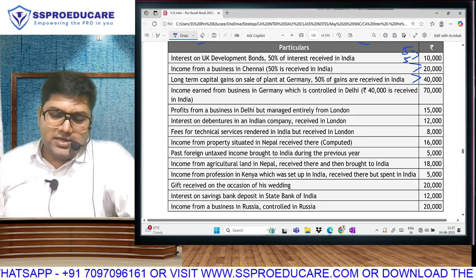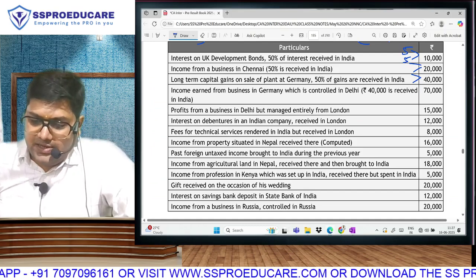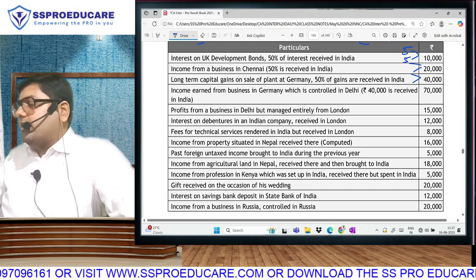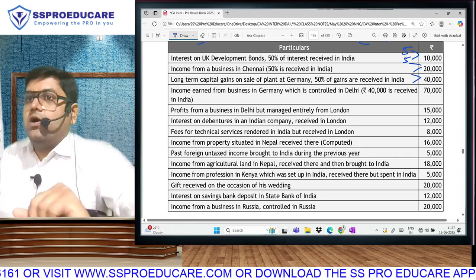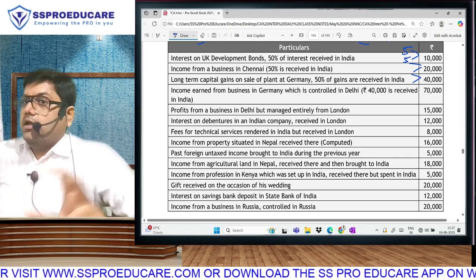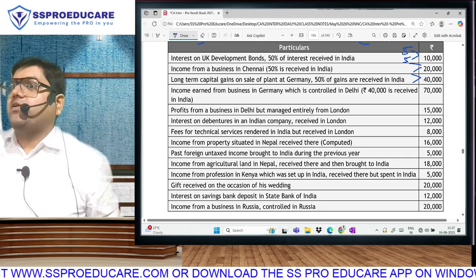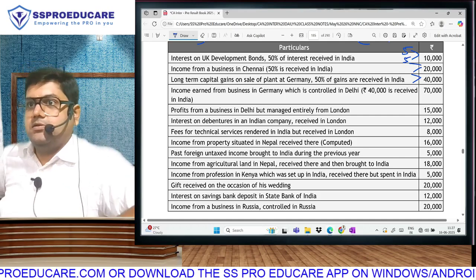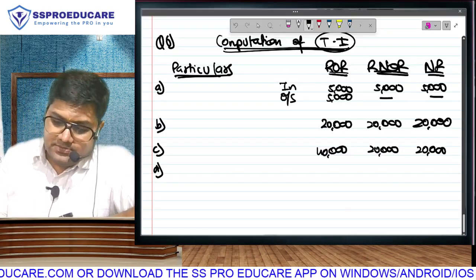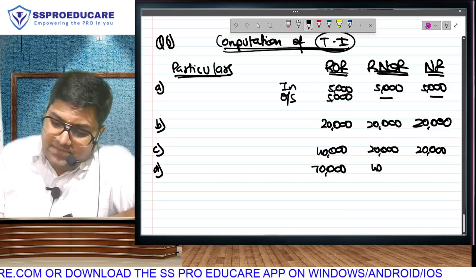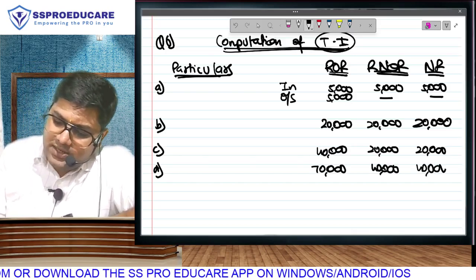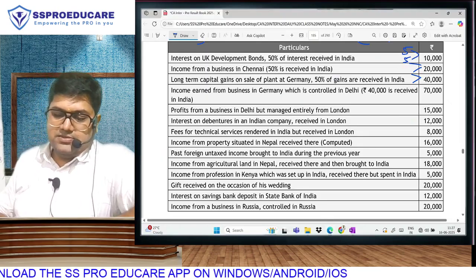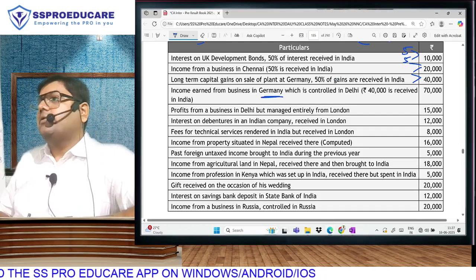Profits from the income from a business in Germany, which is controlled in Delhi, and 40,000 is received in India. Now, if you are developing skills of doing the question, two things I can tell you. First column, I will not use my brain. And for the second and third column, for 40,000 rupees, I will not use my brain. If at all, I will use my brain for second and third column, 30,000 rupees. First column answer, full 70. Second and third column at least 40, so I can peacefully write now only. For the 30,000, I will now discuss Indian income or foreign income. Where is the business? Germany. Foreign income.